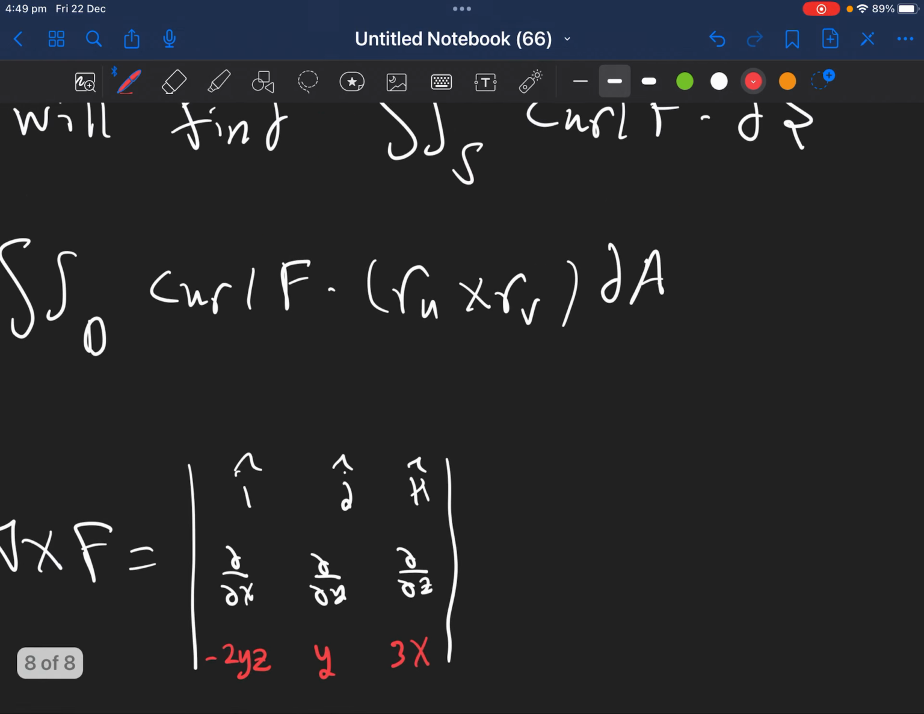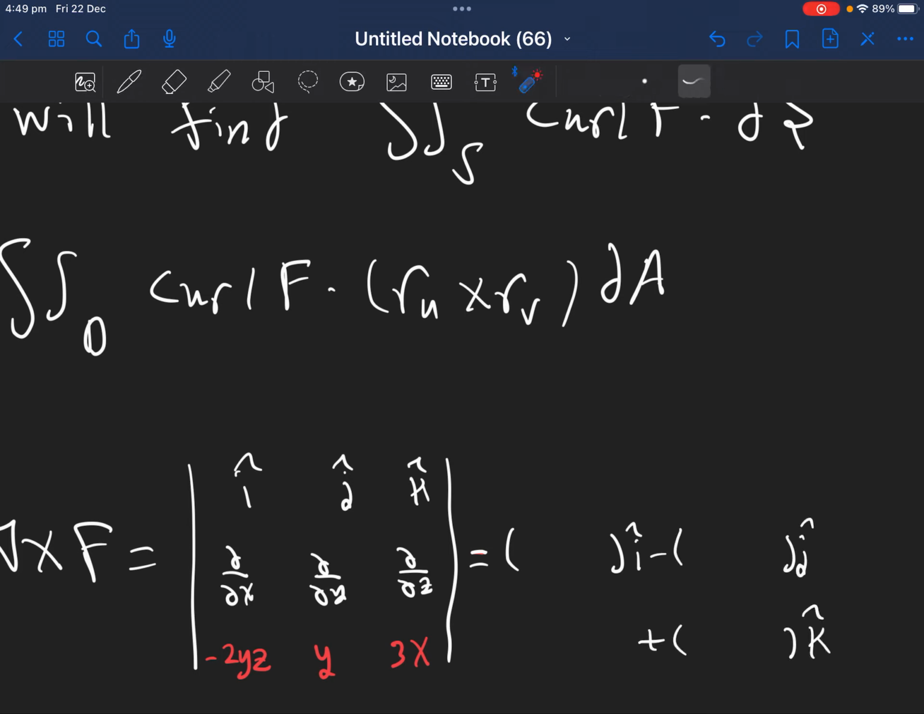Now, if we find this determinant, of course, first we have to cancel the row and the column of i, if we do it in the usual way. This is something in i, minus something in j, plus something in k. Now for the i, if we cancel the row and the column of i, what is left is the derivative of y with respect to y for 3x is 0, derivative of z for the y is 0, so the first part is 0.